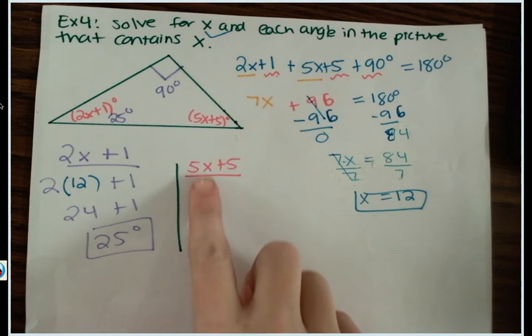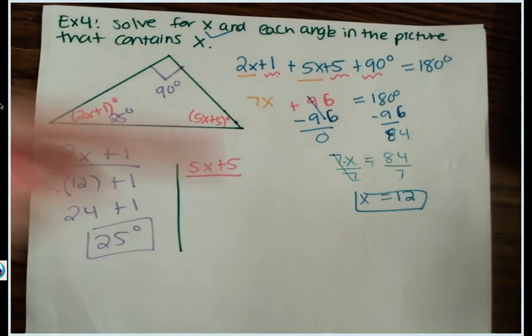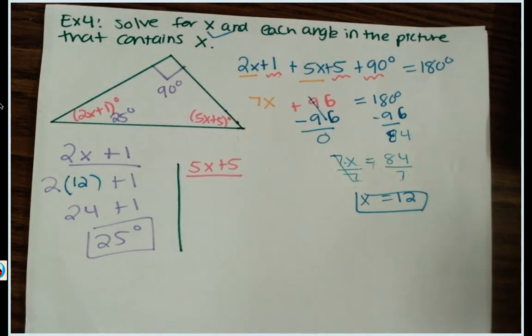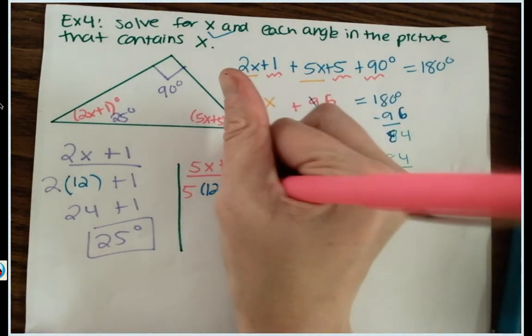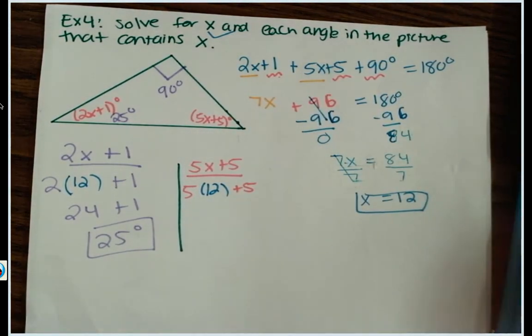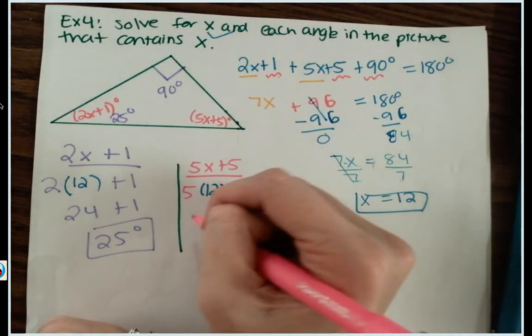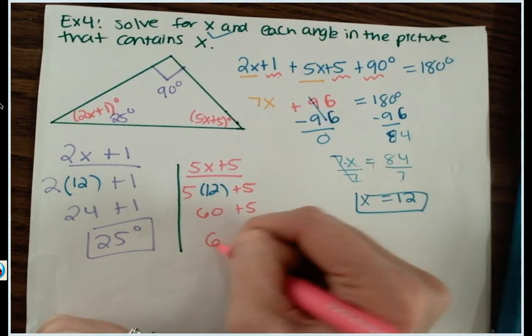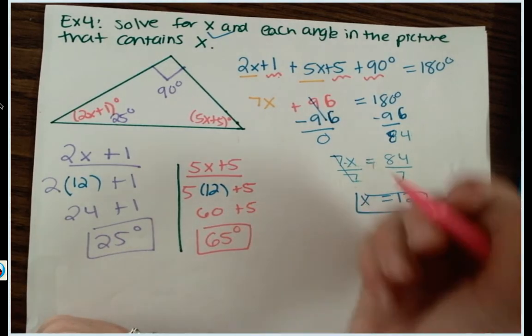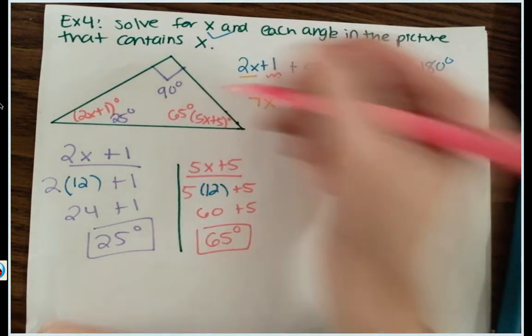It should be 65, or I need to rethink the problem. So I spot an x, so my x is going to transform into the 12. So it's going to be 5 times my 12 plus the 5. So 5 times 12 is 60, and 60 plus 5 is 65. Yay, I did it right. So this angle is 65.